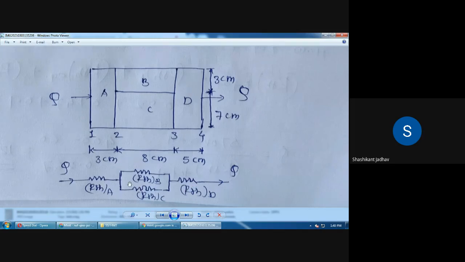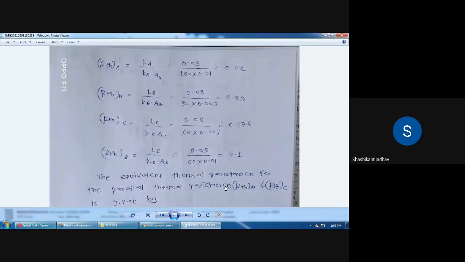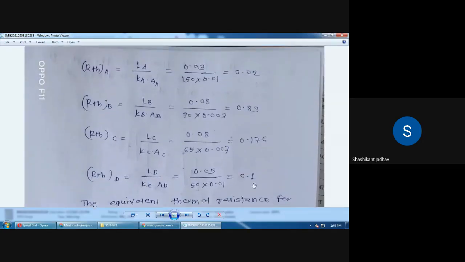So from that we have to add the 3 resistances, and then we get the value of Q. Okay, so how to solve? First of all you have to calculate the values of thermal resistances for plate A, for plate B, for plate C and for plate D.